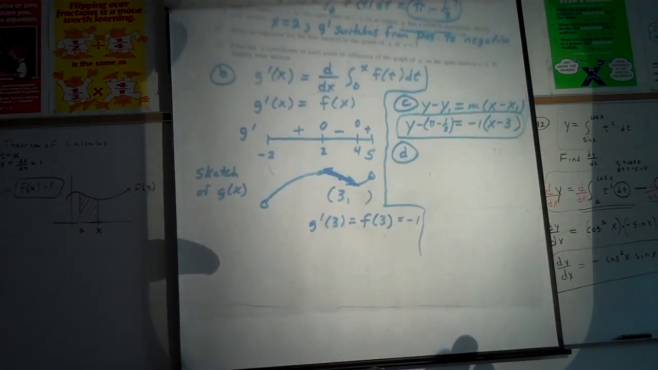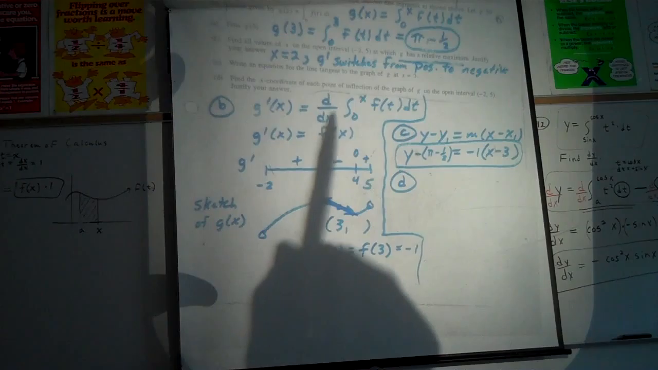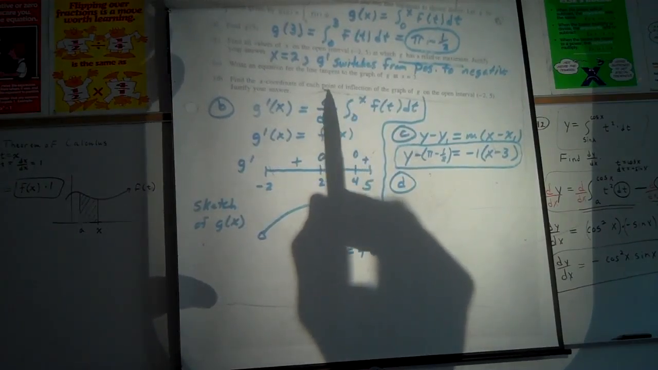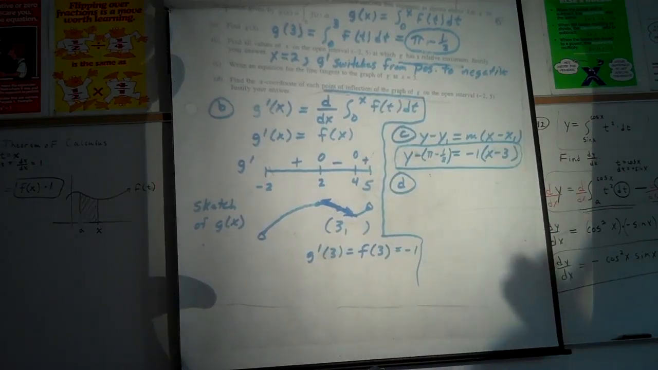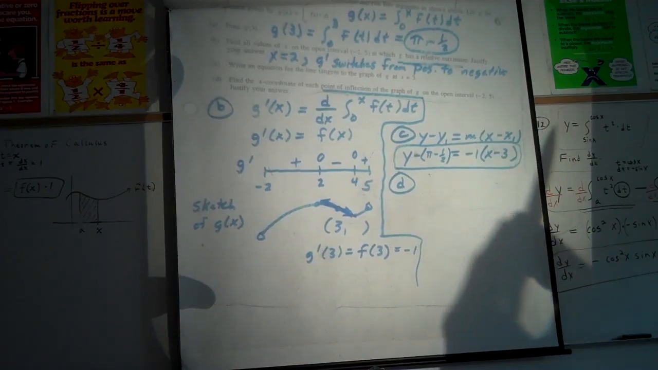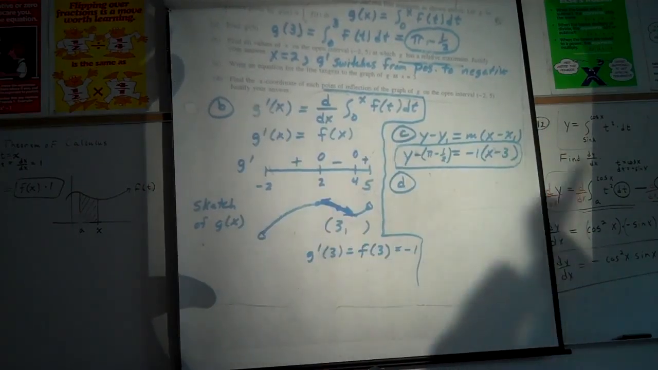Part D. Find the x-coordinate of each point of inflection of the graph of g. So we're going to look for points of inflection on the graph of g on the open interval negative 2 to 5. So again, it's curved brackets. We do not have to include the endpoints. We have to justify our answer.